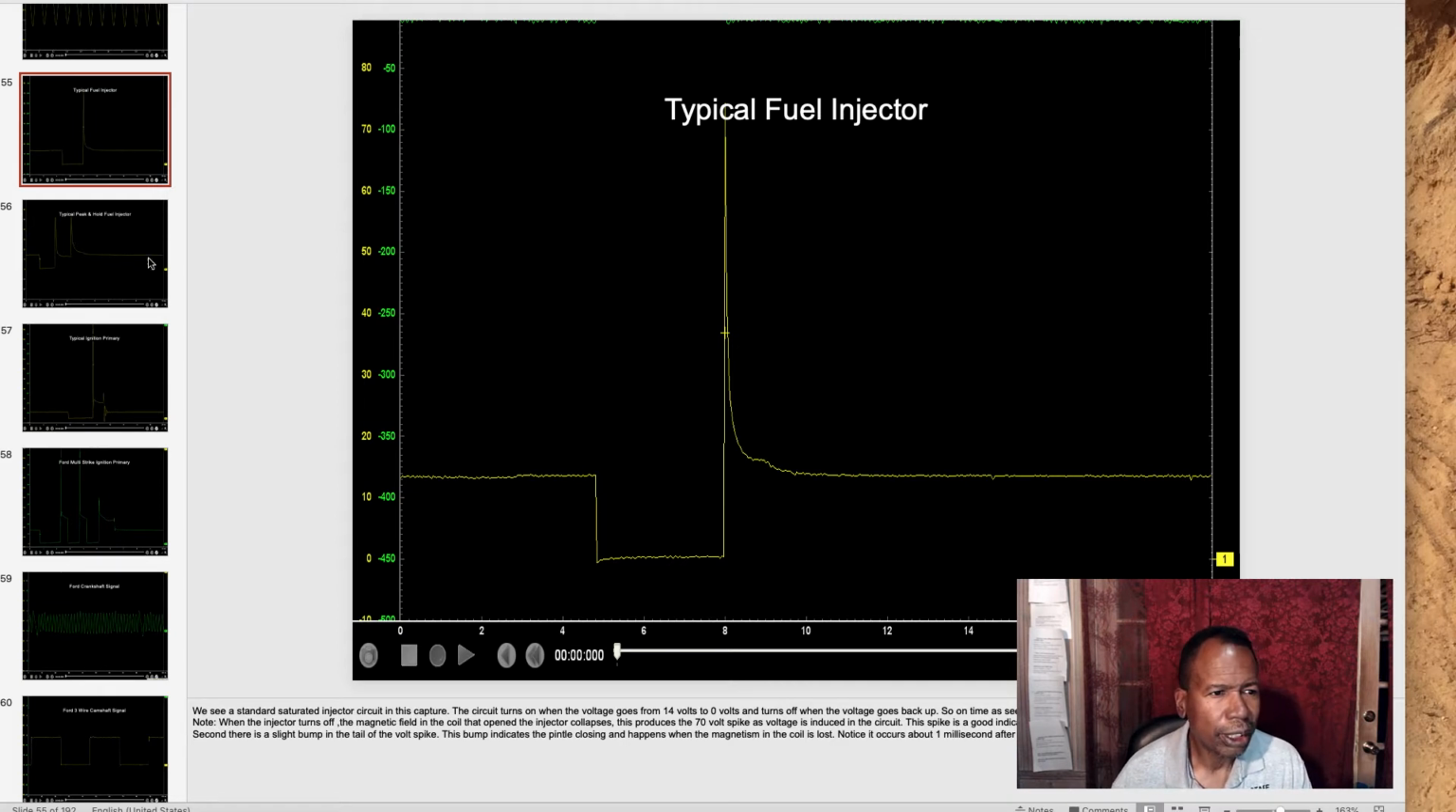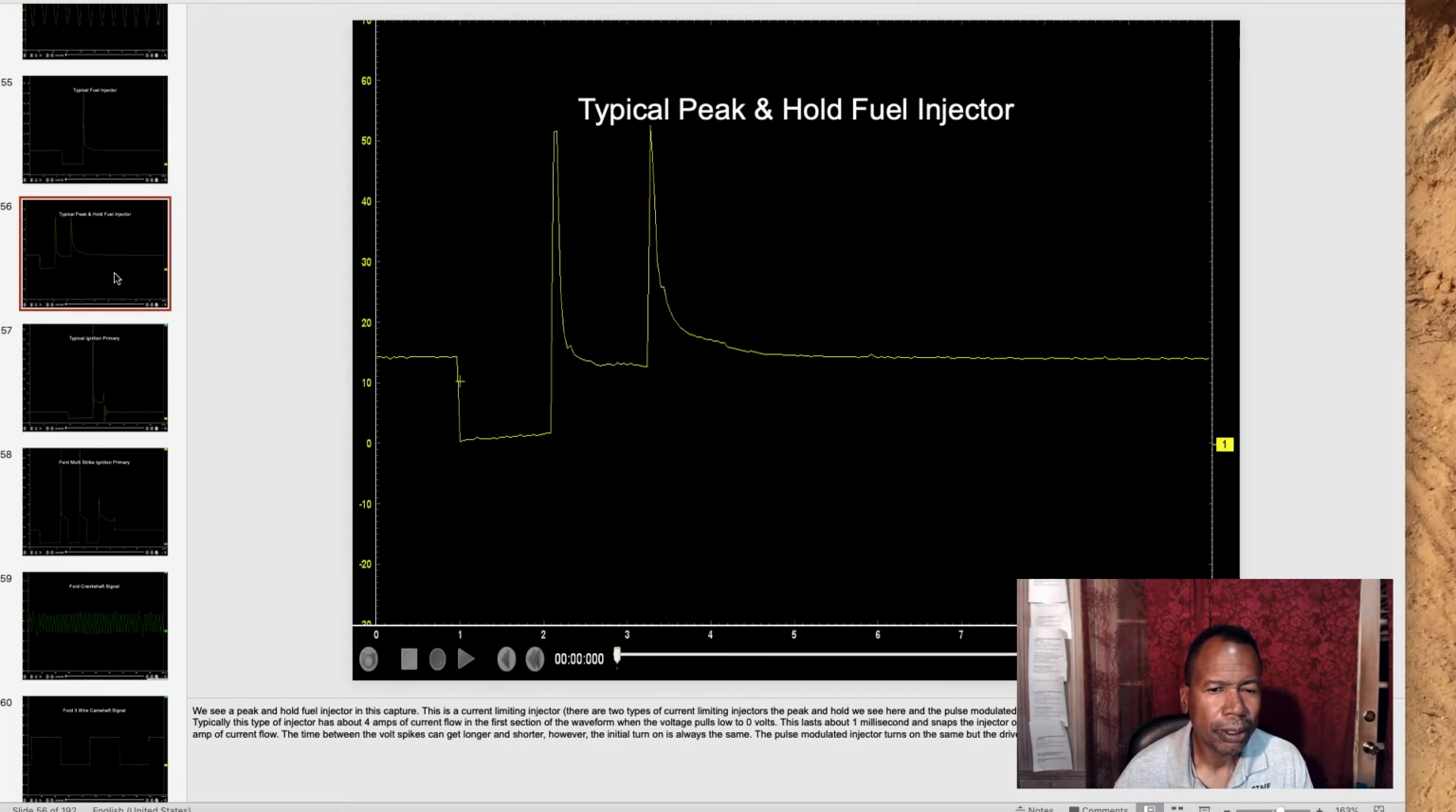Now let's go to the next one. This is a peak and hold injector. You usually see this on throttle body injection systems like Hondas or anything that's a throttle body. This particular one's a peak and hold. They also have a peak pulse modulating type that looks similar to this.